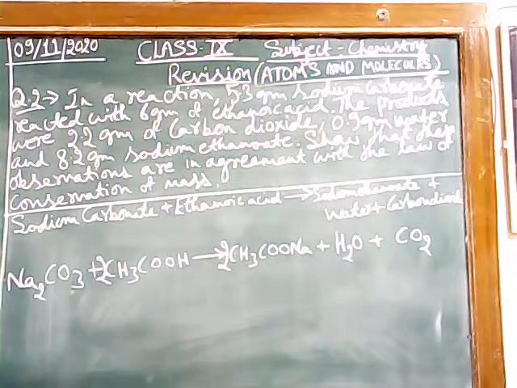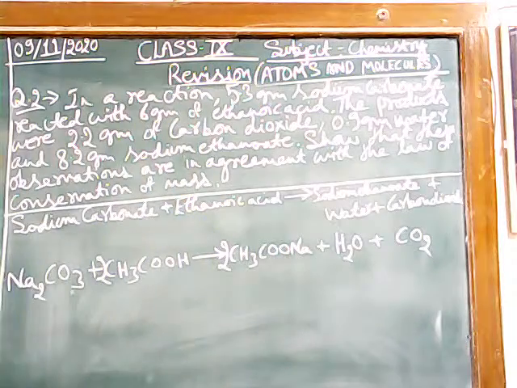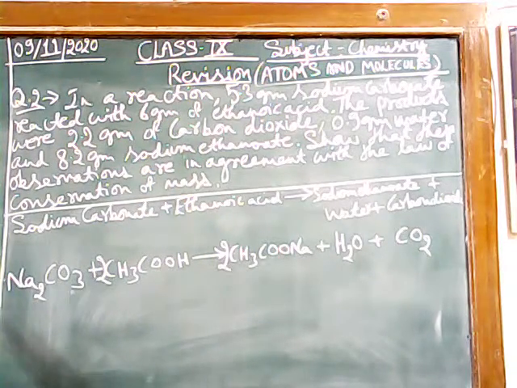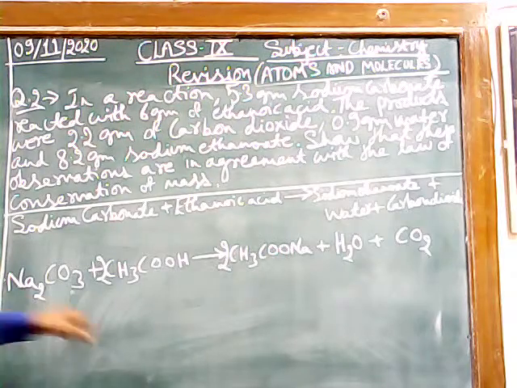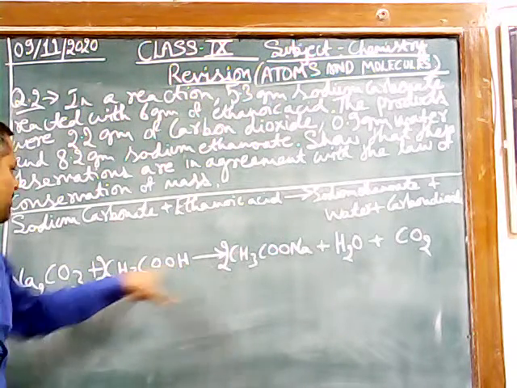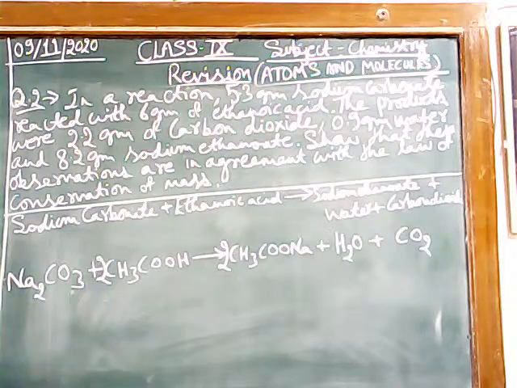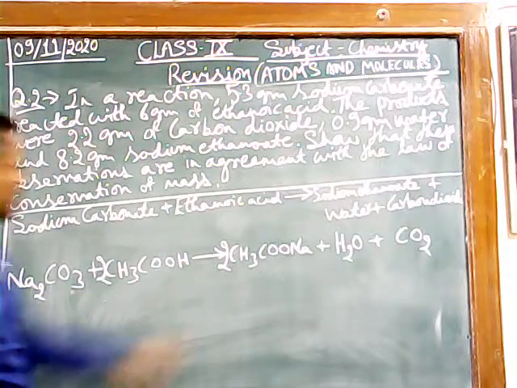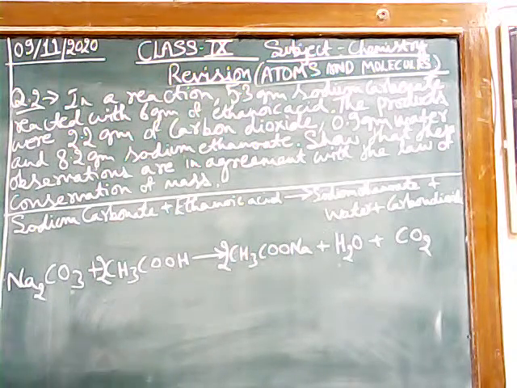Oxygen is also balanced. Are you getting it or not, children? Okay. Then what is left? Hydrogen. 3 plus 1 is 4, 4 times 2 is 8. 8 atoms of hydrogen here. 3 times 2 is 6, plus 2. Okay, balanced.